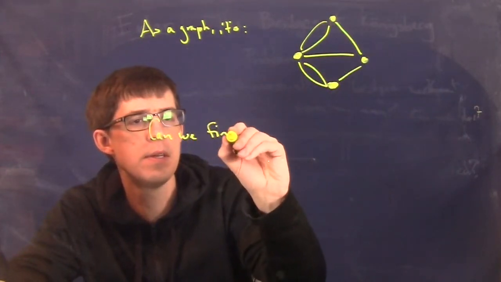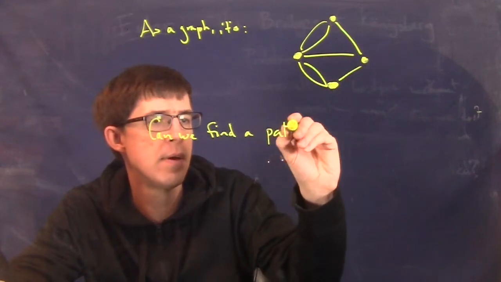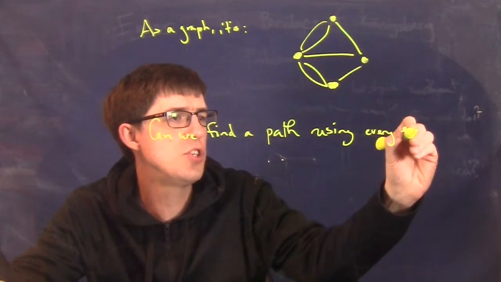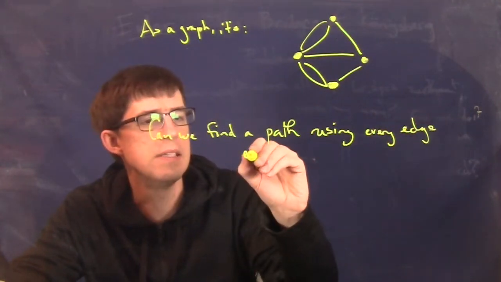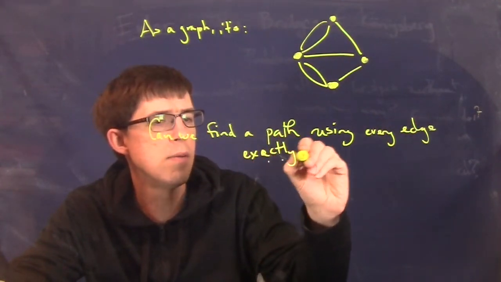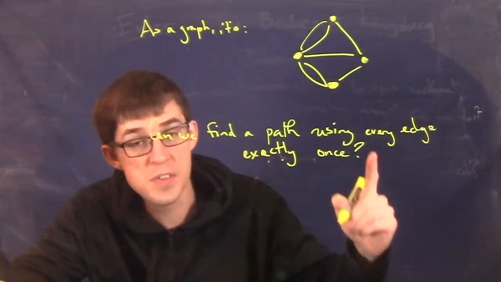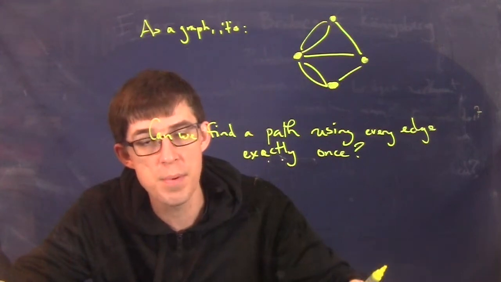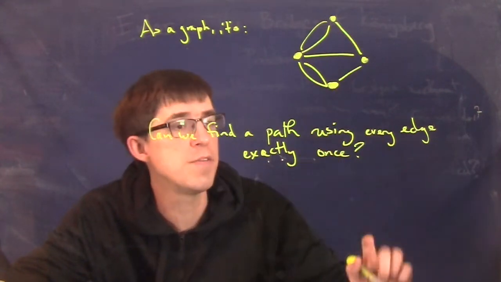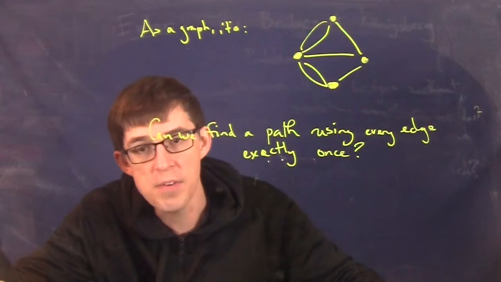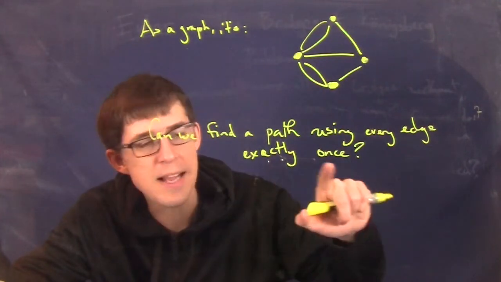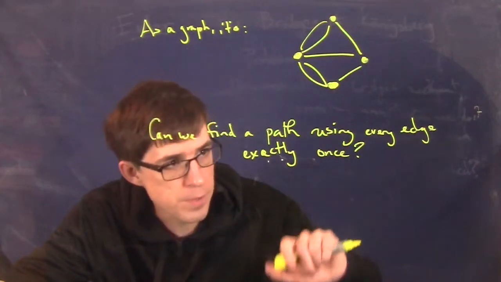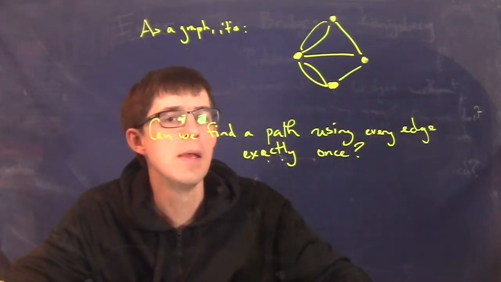Can we find a path using every edge in the graph exactly once? This is the question that I just said in terms of the bridges. I said, can you cross every bridge without repeating any? That's the same as this question. Can you find a path in this graph using every edge exactly once? Exactly once meaning one time, not one or more, not one or less, but exactly one time. All right? Can we find a path?